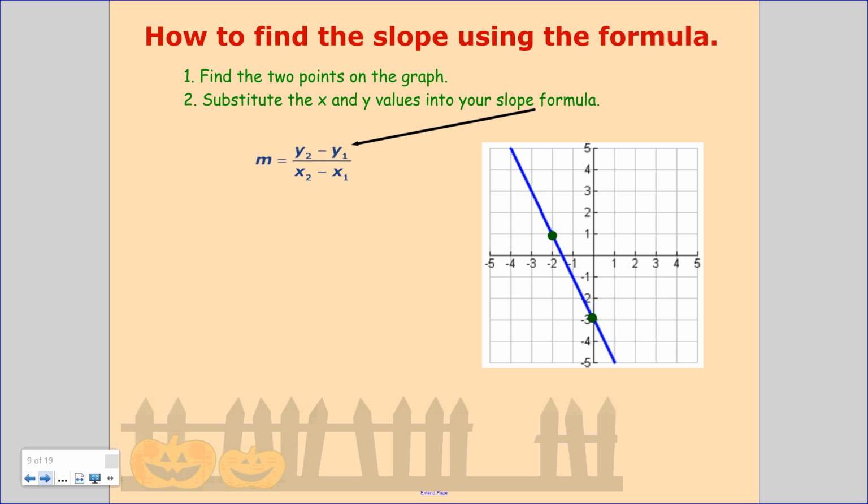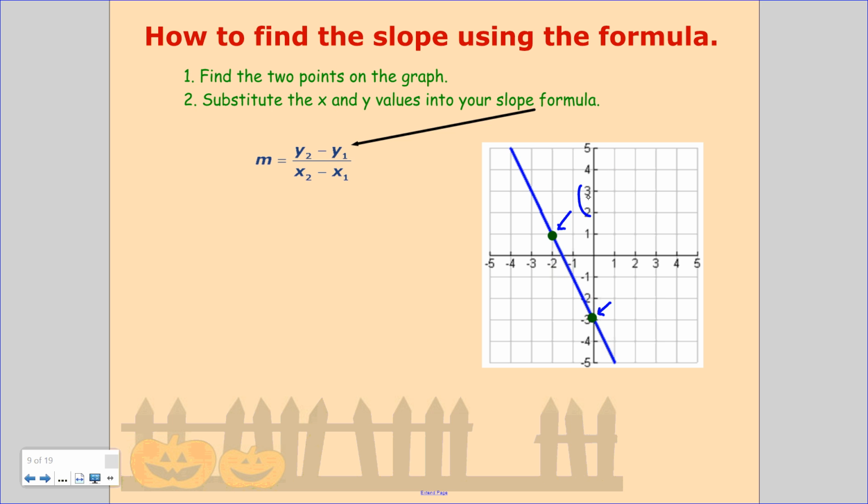To find the slope using the formula, we'll start by finding 2 points on the graph. You want to always look for points that are nice, clean grid intersections like the ones I have noted here. If they're not, hopefully the points are given to you, or you actually know the point values as decimals or fractions, which is fine as well. Once we get our 2 points, we're going to write the ordered pairs for the points, use those x and y values to substitute into the slope formula, simplify the formula, and find our slope.